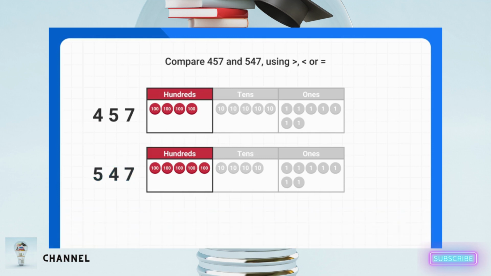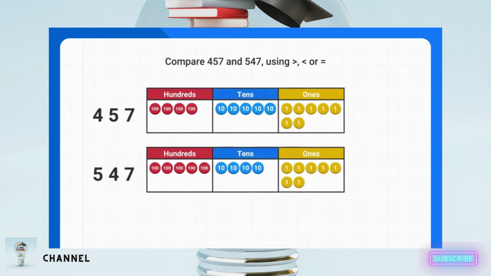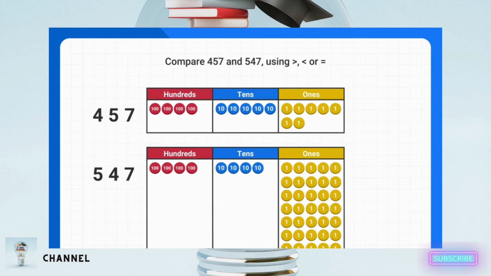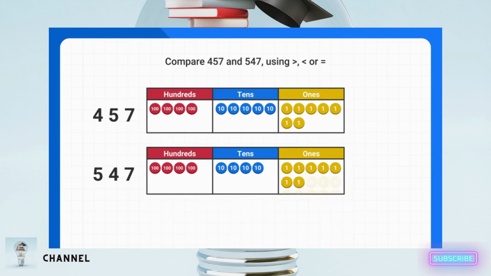Well, 547 has one more hundred in it. That means 547 has to be the bigger number. It doesn't matter how many tens or how many ones we have. Having an extra hundred, it's like having 10 extra tens. Or it's like having 100 extra ones disks. That's too many to even show here. So because 547 has more hundreds than 457, we know 547 is the bigger number.